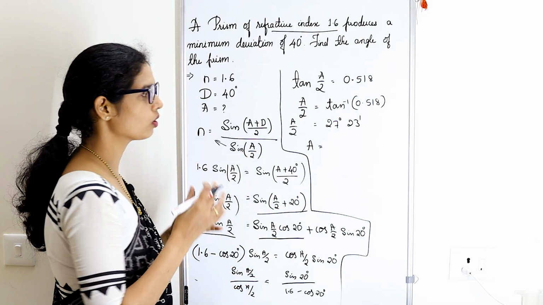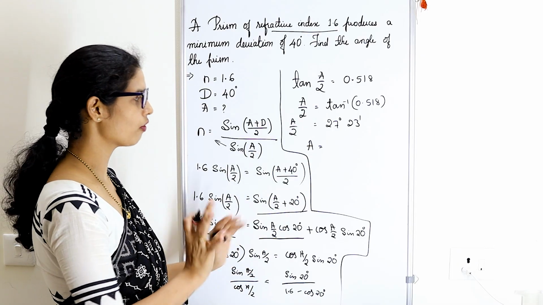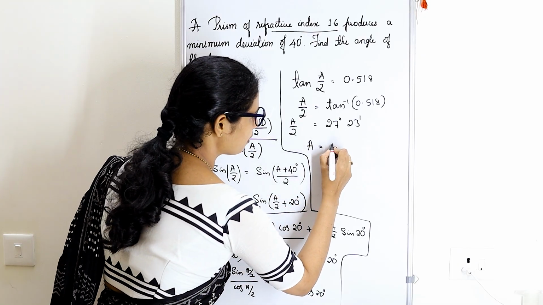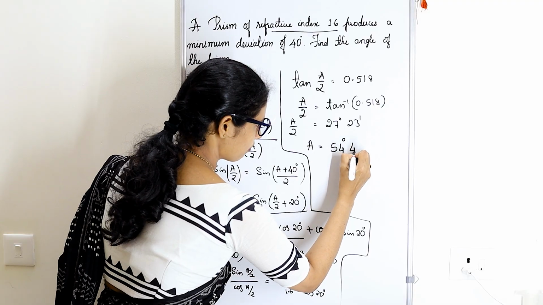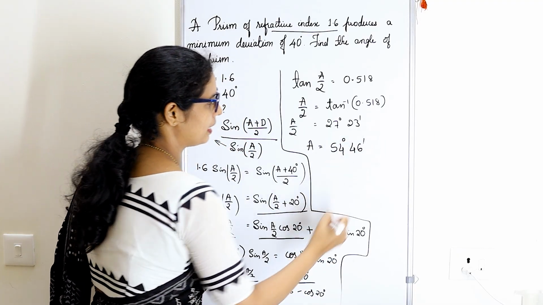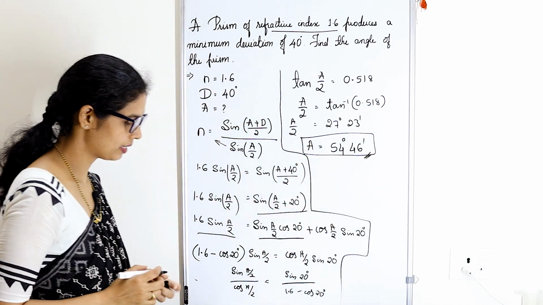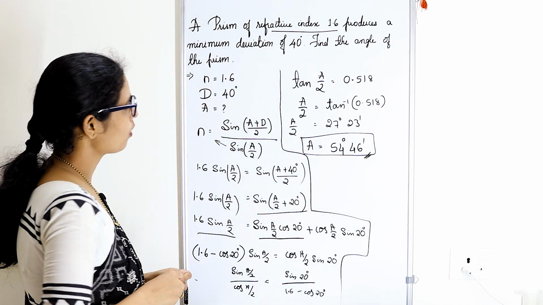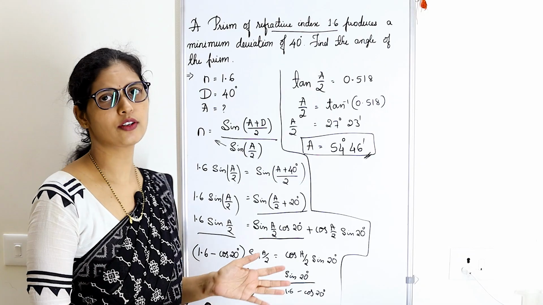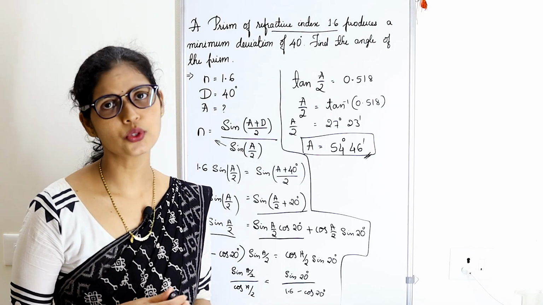So here now the value of angle of prism will be 54 degree 46 minutes. Okay, so this is the value for angle of the prism. So I hope you have understood. You will get similar kinds of problems in the exam. So let's move to the next problem.